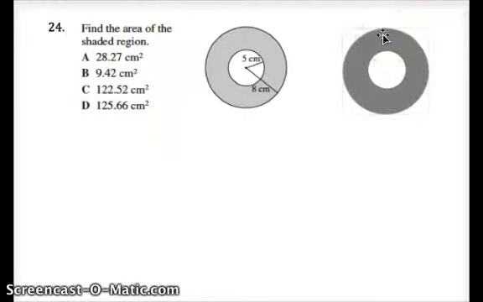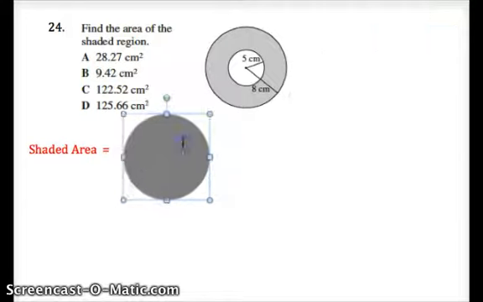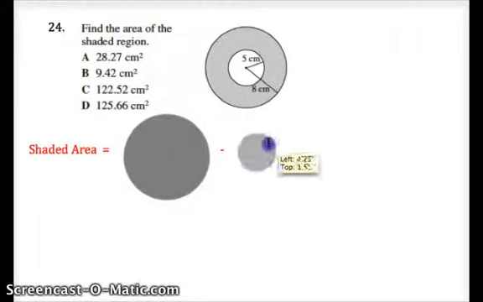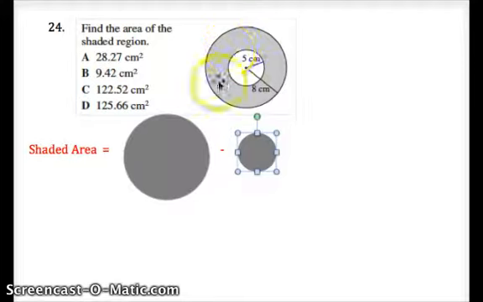So we're just going to set up our working out like that. So what I've got here, I'm going to do shaded area equals, I'm just going to draw the big circle, and we're saying shaded area is the big circle, take away the smaller circle. Okay, so if I do big circle and if I take away the smaller circle, I will end up with that ring, just the shaded ring.